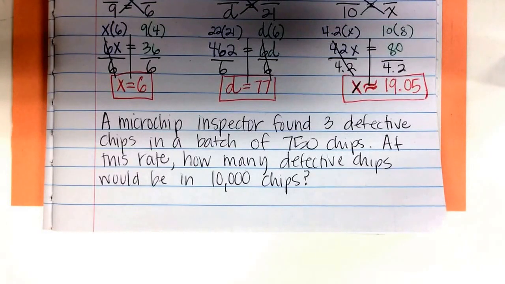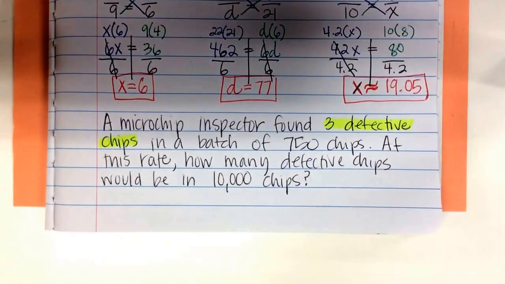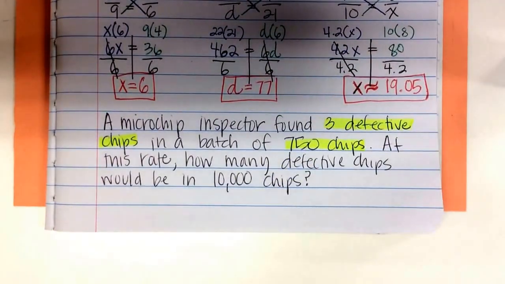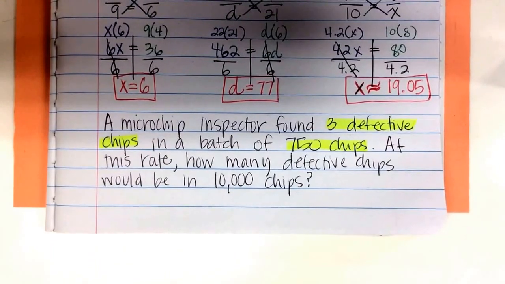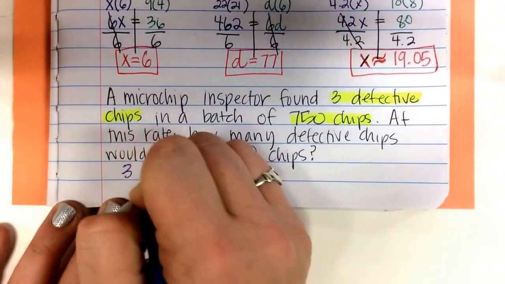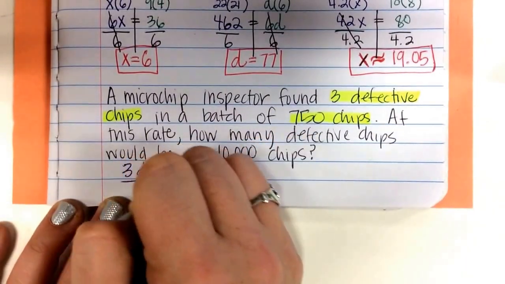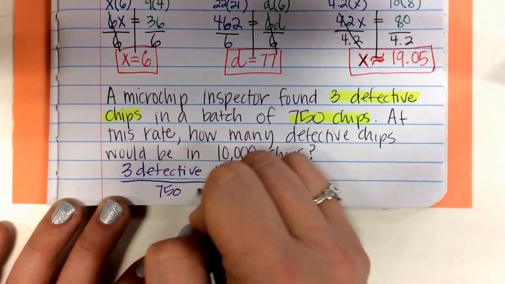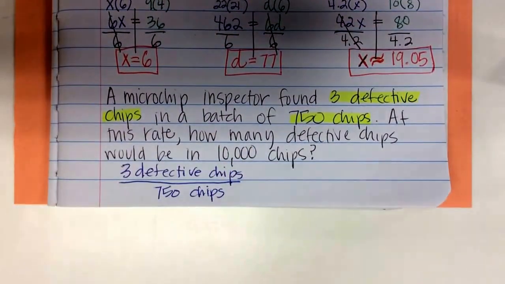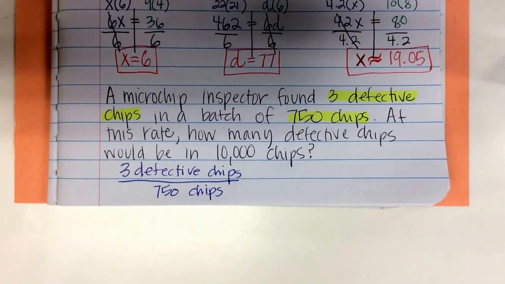Here's the clue, ladies and gentlemen. What 2 numbers are in the same sentence? 3 defective chips and 750 chips. If they're in the same sentence, they go in the same fraction. 3 defective chips over 750 chips.